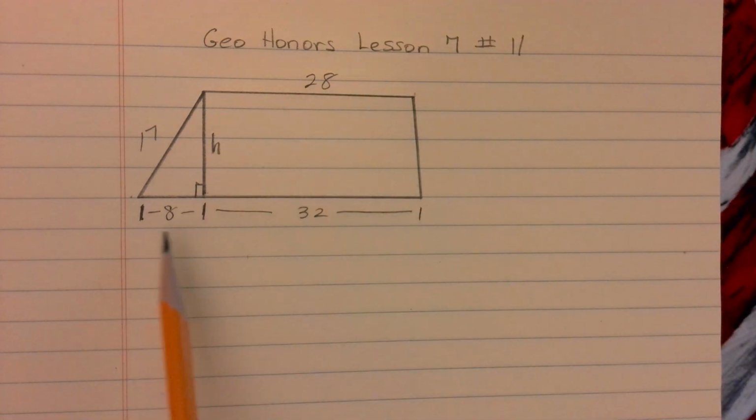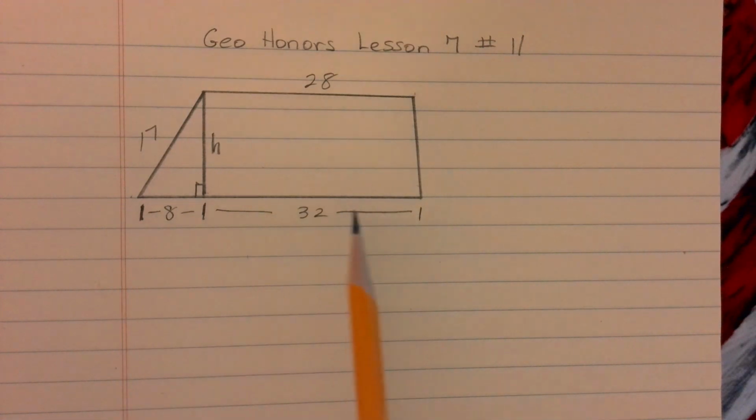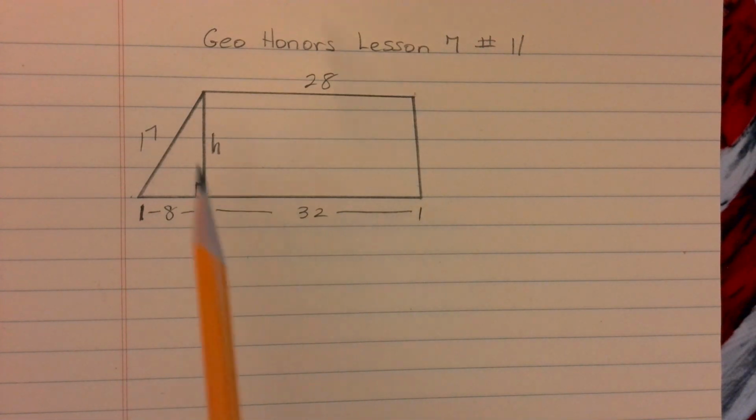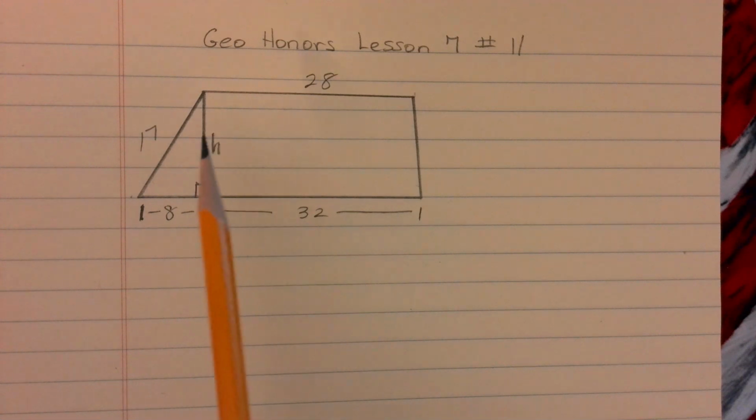Second, one of these values is not the total length of one of the bases. So we're going to have to figure out the total length of a base. So let's start off with figuring out what the height is, and then we'll figure out the bases to fill in the formula. So how do we find this height?